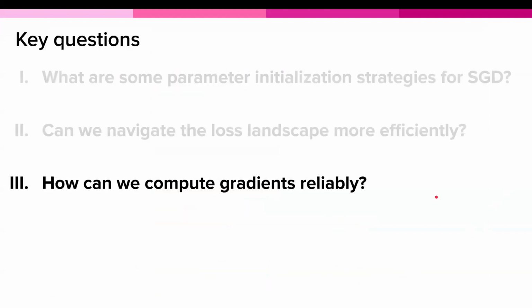All right, so we talked about how to traverse the loss landscape more efficiently using these optimizers. But now the last problem that we wanted to tackle was how to compute the gradients more reliably, because these networks are getting more complicated, and it's getting more difficult to compute those gradients by hand, to analyze them, and therefore to train the networks. So how can we compute the gradients more reliably?